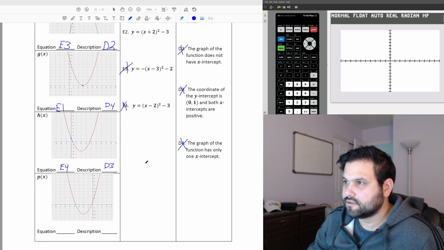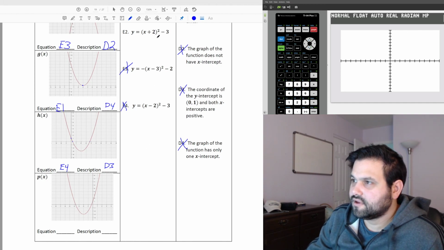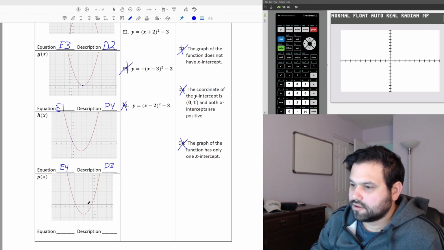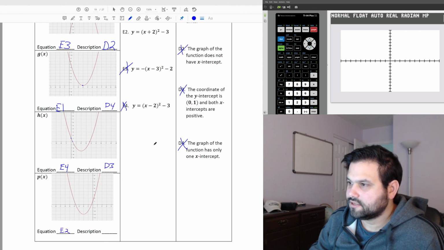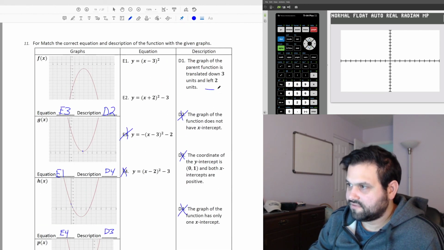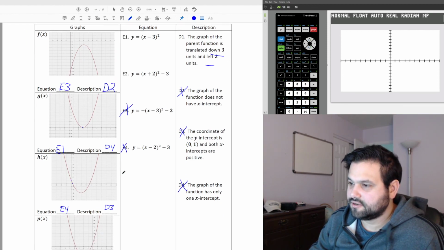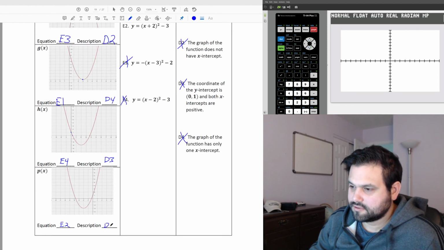Last one, let's double check to make sure what we have remaining makes sense. So that's left 2, down 3. Left 2, down 3 looks good. That's E2. And description, left 2, down 3. Okay, that's good. D1.